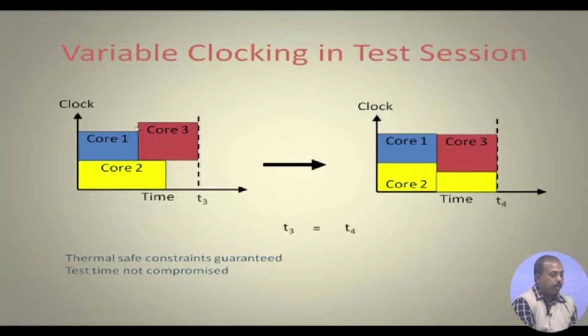Here there may be a violation in the thermal limit, because core 3 is being tested at a higher frequency, and in the second solution the frequency of core 3 has been reduced. So it is going to consume less power, and possibly it is going to ensure the thermal safety, and time is not compromised. So T3 equals T4. Time is not compromised, only thermal safety has been brought in by changing the frequency of operation of core 2 and core 3.